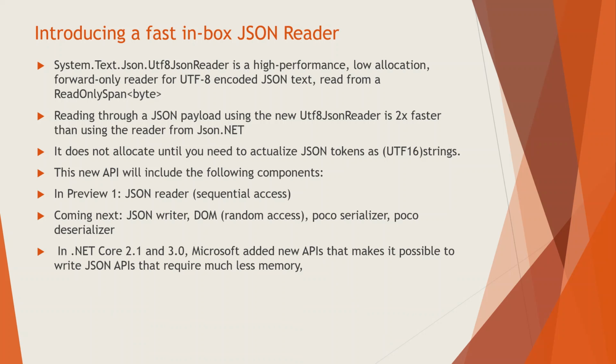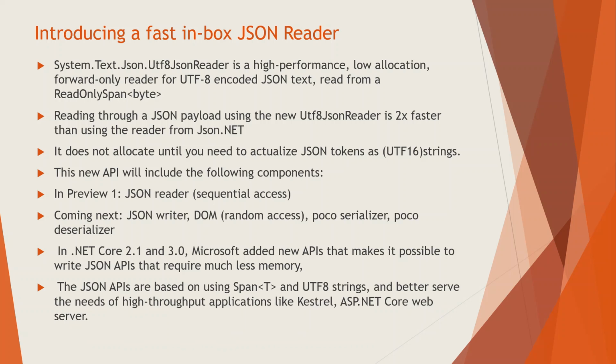In .NET Core 2.1 and 3, Microsoft added new APIs that make it possible to write JSON APIs that require much less memory. The JSON APIs are based on using Span<T>, a special class, and UTF-8 strings, and better serve the needs of high throughput applications like Kestrel, the ASP.NET Core web server.